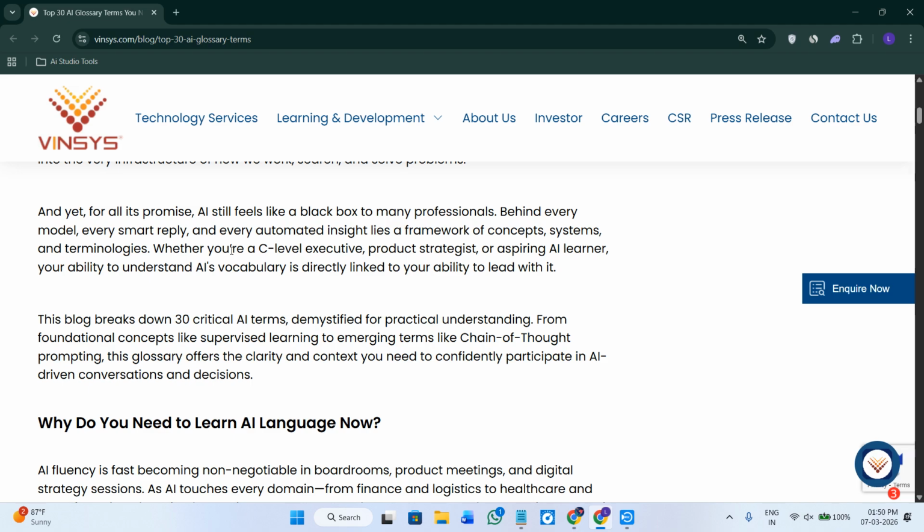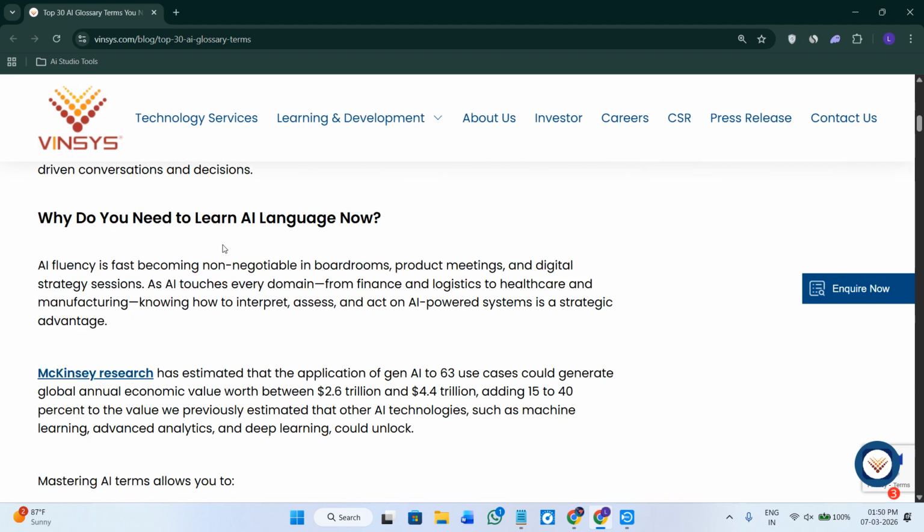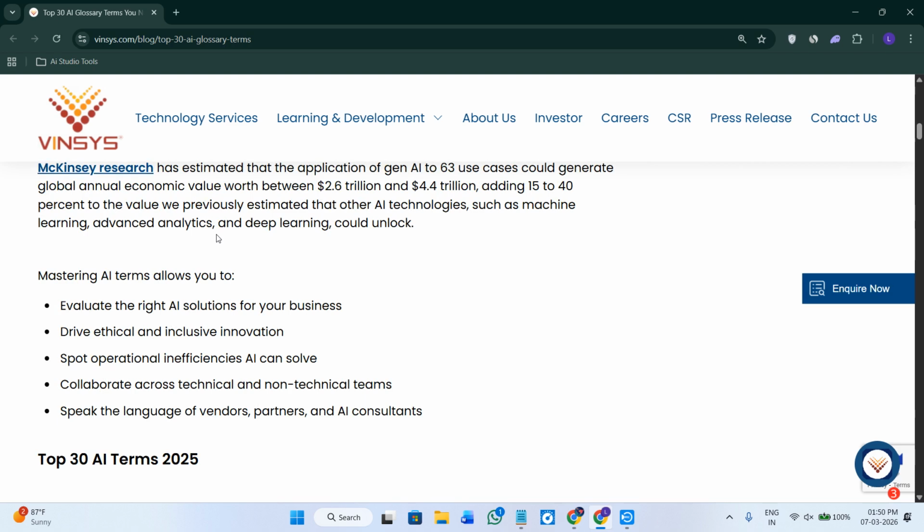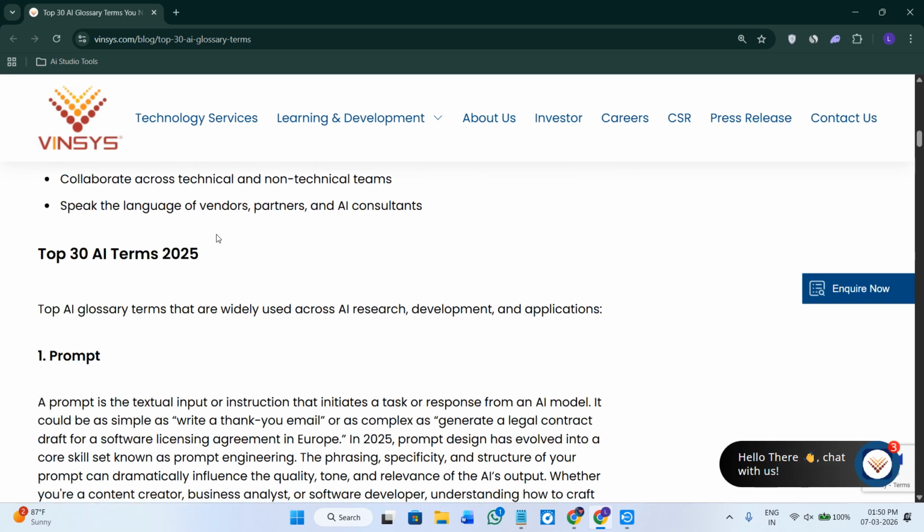So first is artificial intelligence, which is called AI. Now, AI refers to computer systems which are designed to perform tasks that normally require human intelligence, such as understanding language, recognizing images, and solving problems.